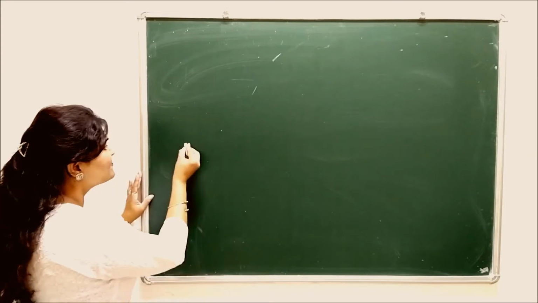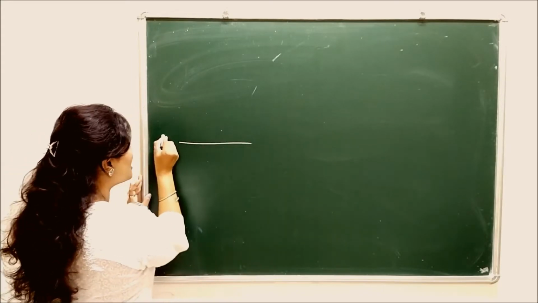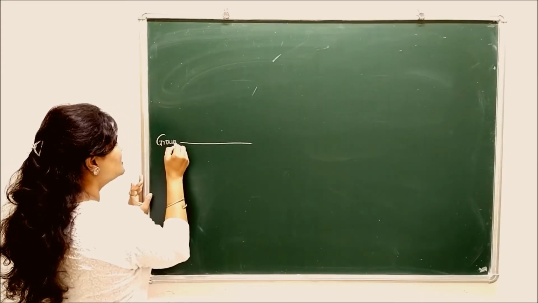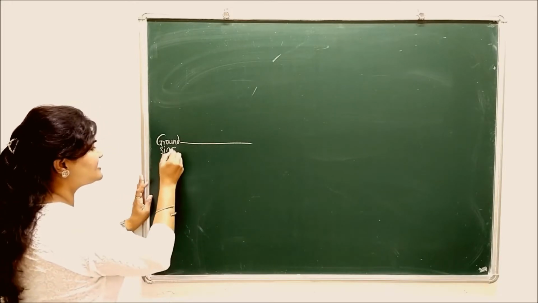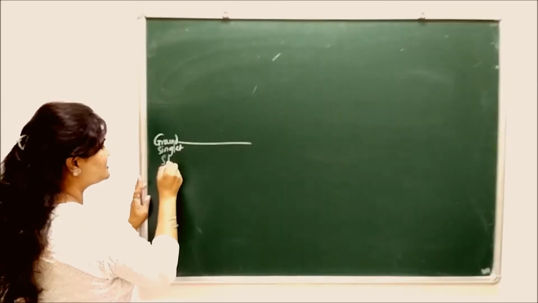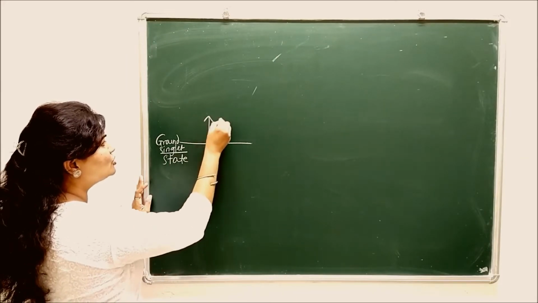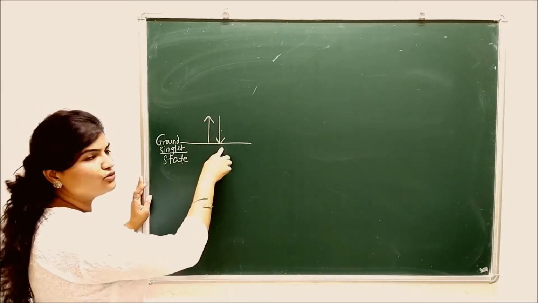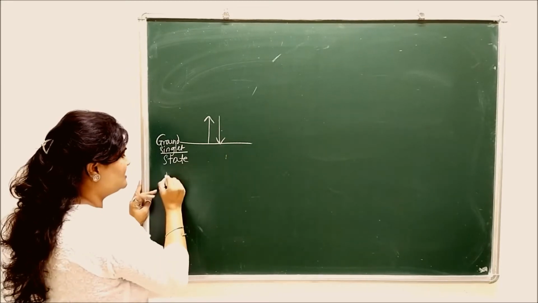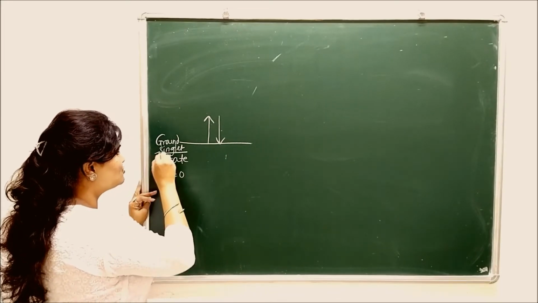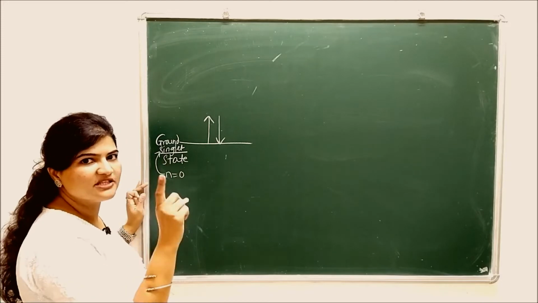Now imagine this is the ground state. Okay, this is the ground singlet state. Now just understand, this is the ground singlet state. Now singlet means there are no unpaired electrons. So there are 2 electrons which are paired. So n is equal to 0. It refers to singlet state. There will be only 1 spin state.